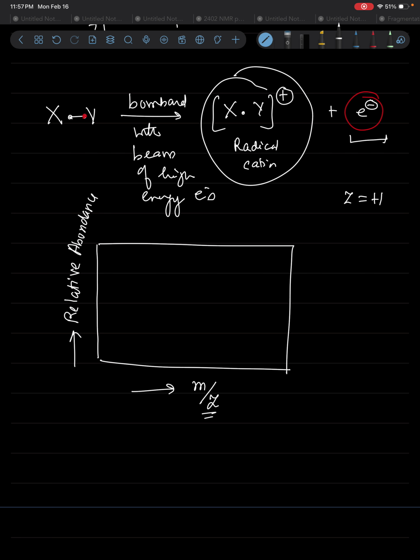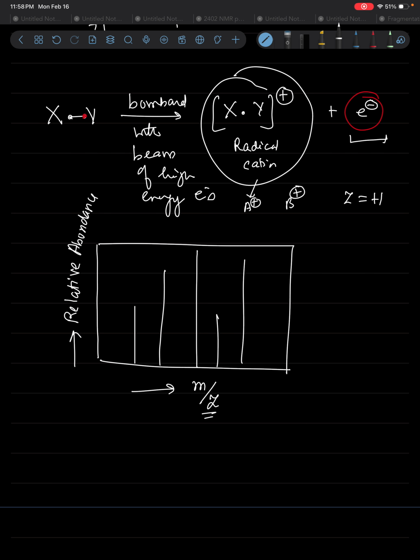Suppose from X, this radical cation, I get different types of ions after fragmentation, A ion, B ion. Now depending upon how many of them there are, I would get peaks or sticks, like stick diagrams like this.